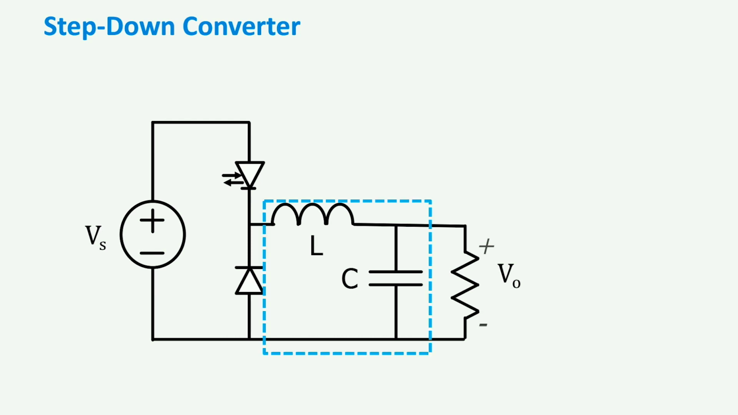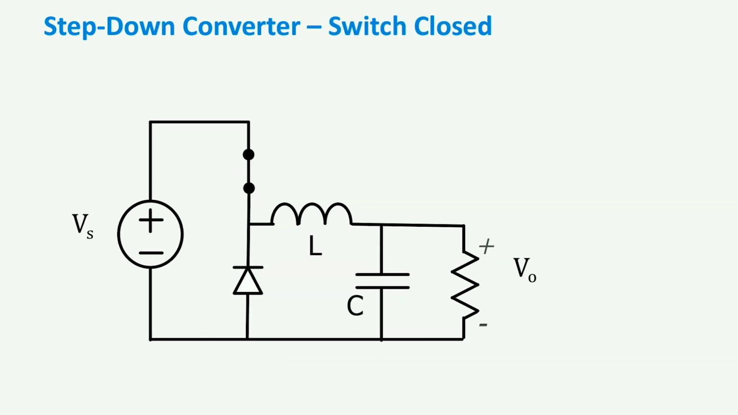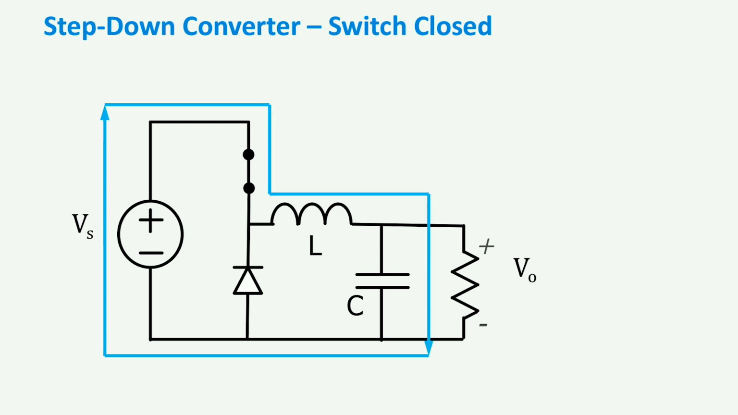Here we have an inductor and a capacitor which store and release energy as the transistor is switched on and off. Together, L and C function as a low-pass filter, smoothing out the current and voltage supplied to the load resistor. When the transistor is turned on, we can consider it as a switch that is closed. The current flows through the switch, through the inductor, through the parallel connected resistor and capacitor, back to the source.